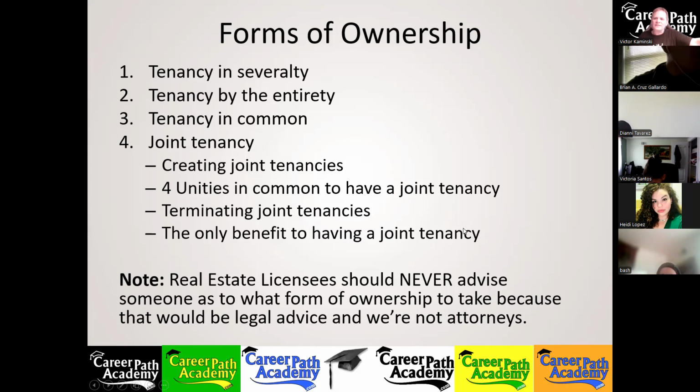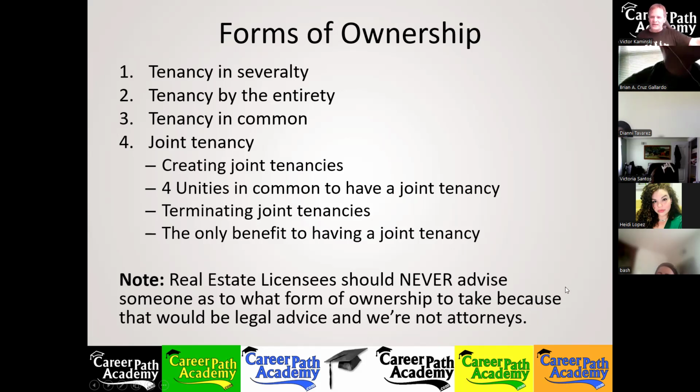Now, even though we're going to discuss all of these things, and I'm going to teach them to you, and you're going to study your little hearts out so that you know them inside and out for the exam, unfortunately, real estate licensees should never advise someone as to what form of ownership they should take, because that would be legal advice, and we're not attorneys.